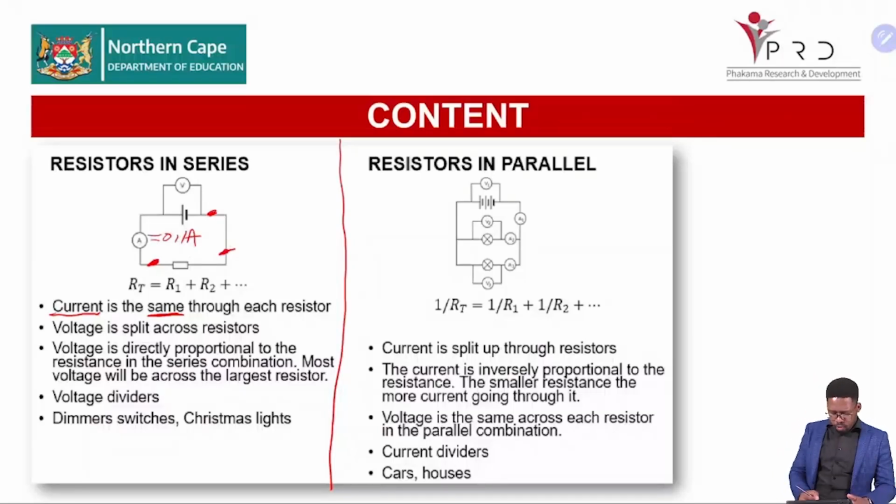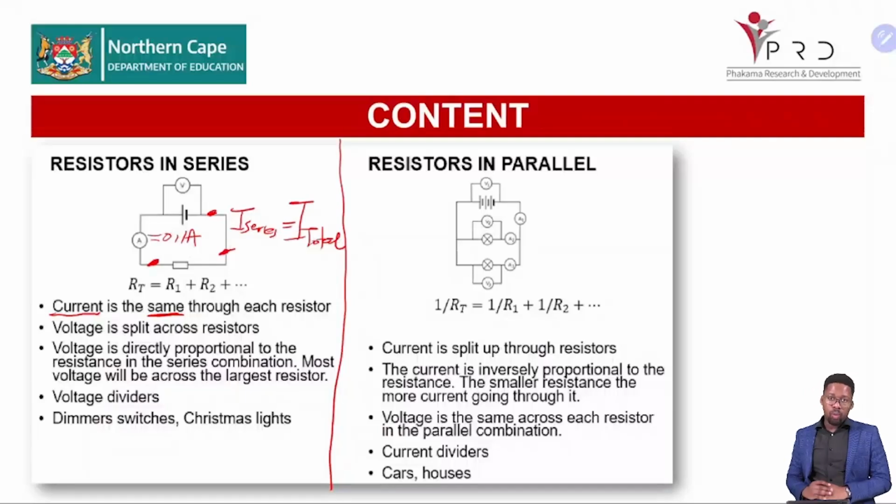And also, for the benefit of our calculation, the current that flows in series is our total current. So when we want to get the total current, it is the one that flows in series. Now, we've answered the question, what is happening to current in series? The current in series is the same. If we know one side, then we'll know that in parallel, it is the opposite.